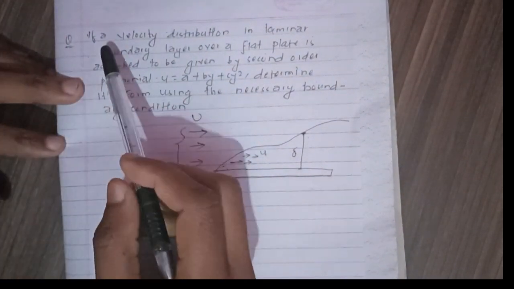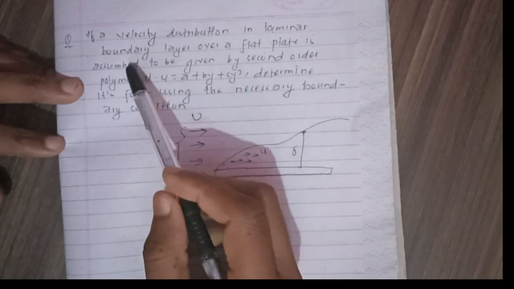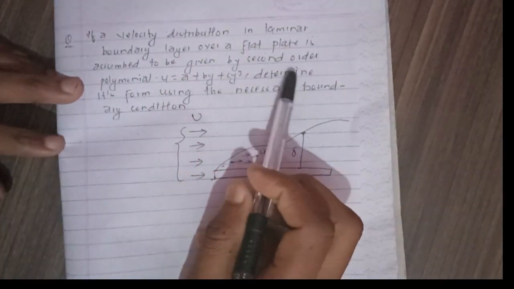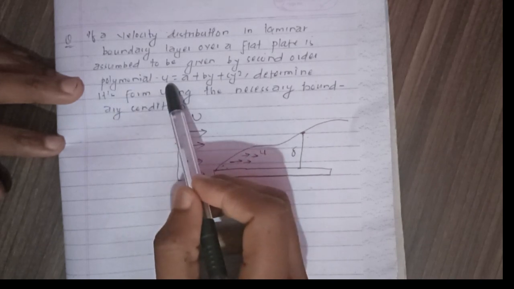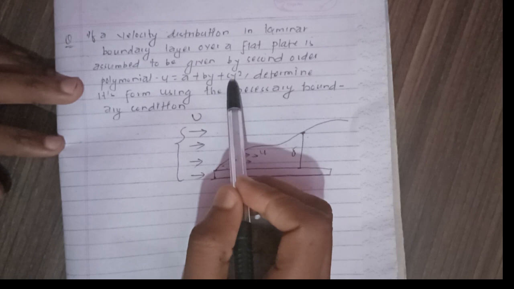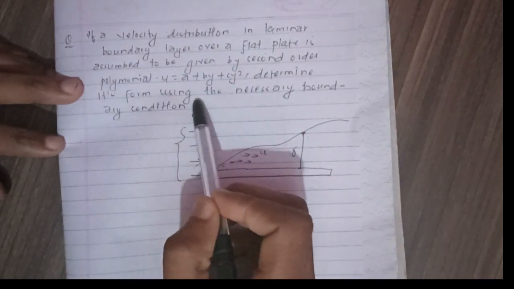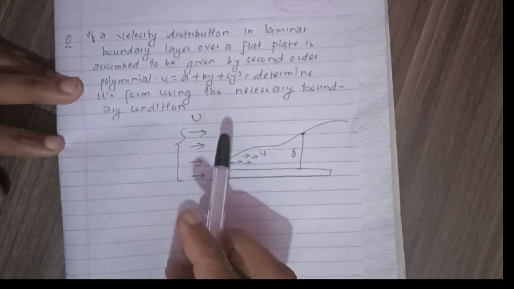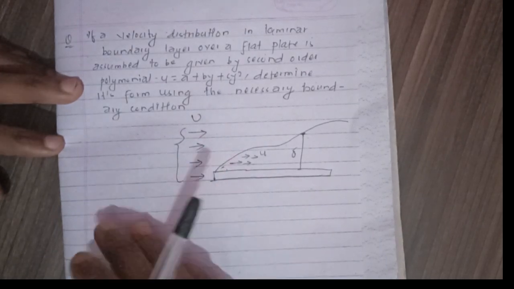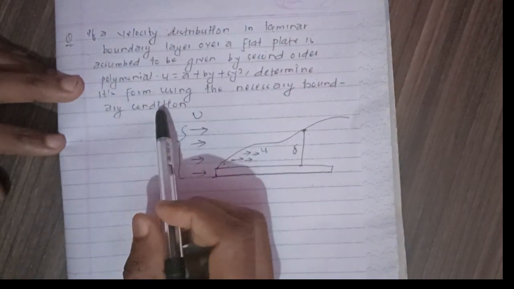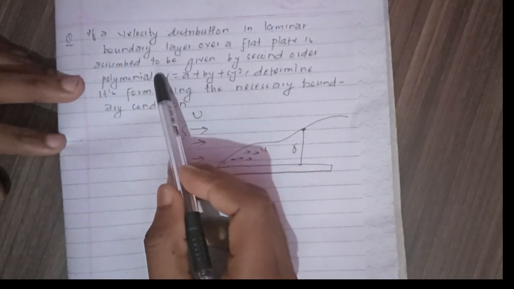Let's read the question. If a velocity distribution in a laminar boundary layer over a flat plate is assumed to be given by a second order polynomial u is equal to a plus by plus cy square, determine its form using necessary boundary conditions. See, boundary layer has some conditions, so we will use those conditions and find the value of this u.